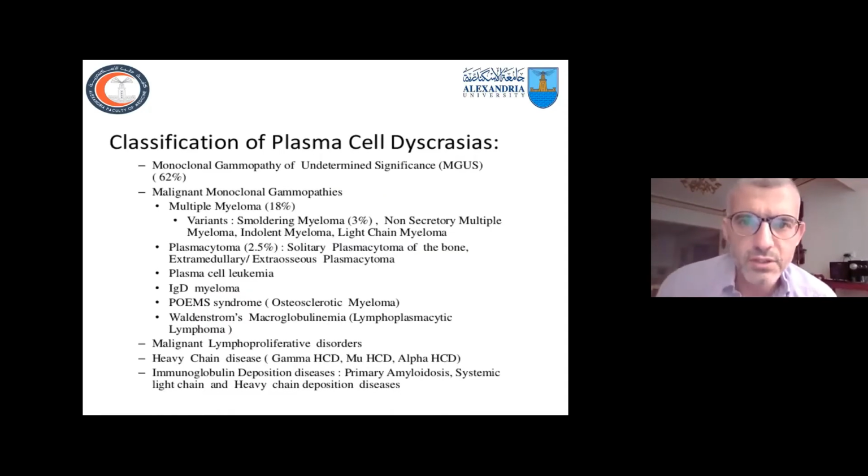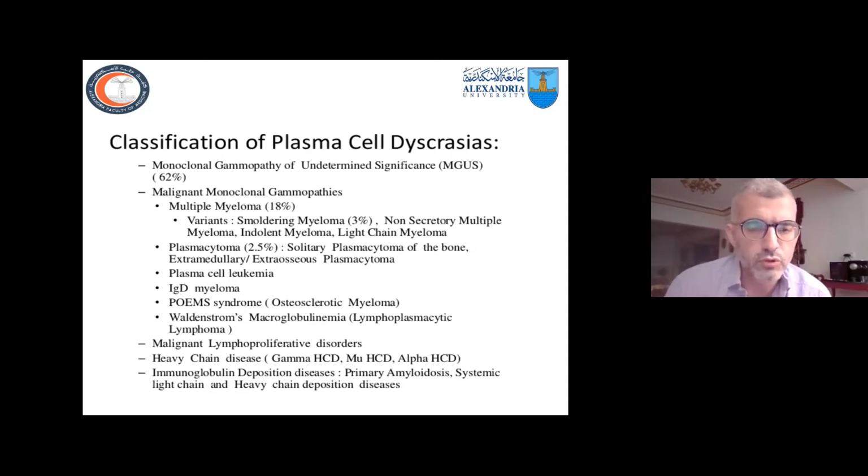The classification of the plasma cell dyscrasia, as you can see over here, together with the incidence: 62% is made from monoclonal gammopathy of undetermined significance. In 18%, we can see multiple myelomas with its variants: the smoldering myeloma, the non-secretory myeloma, indolent and light chain.